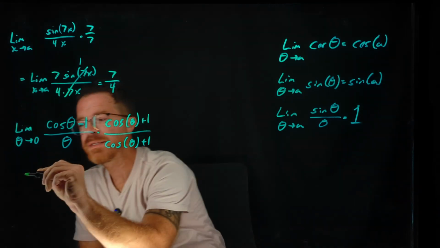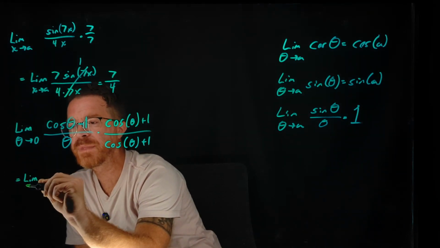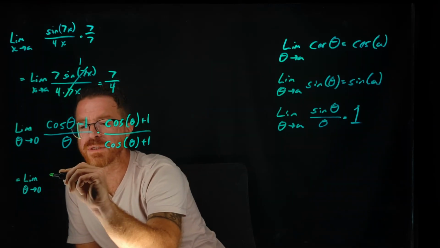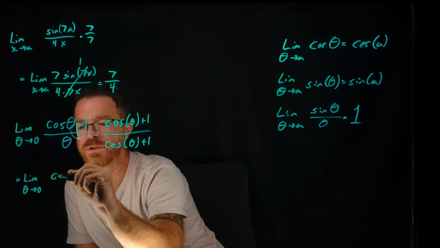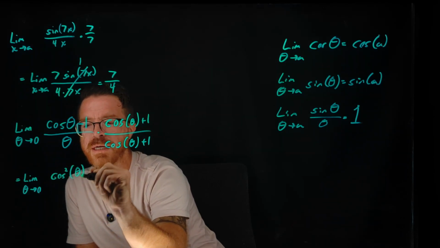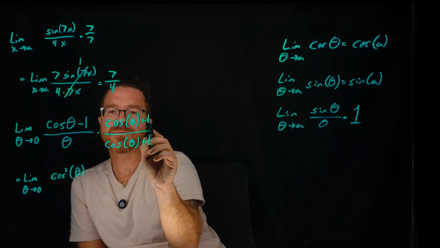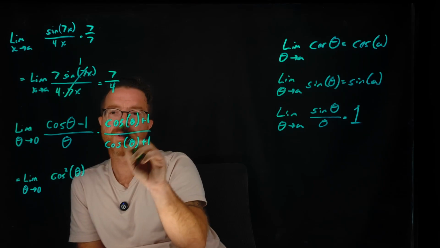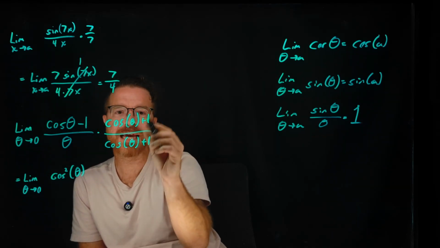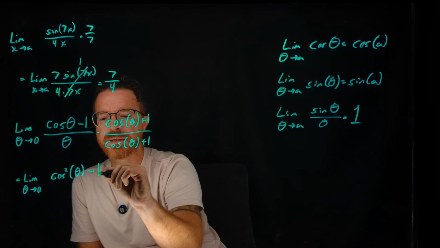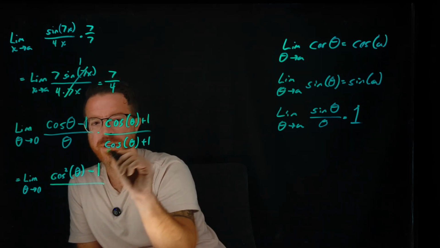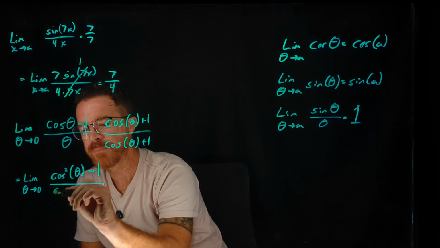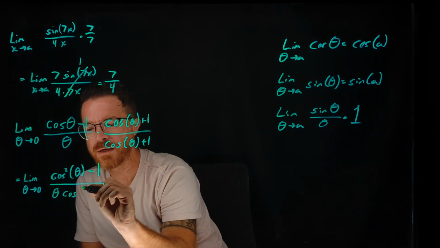So now what happens when we do this is this is going to be equal to the limit as theta approaches 0, and then I'm going to distribute this. So this is going to be cosine of theta times cosine of theta, which is going to be cosine squared theta, and then I'm going to do my outer terms. So my outer terms would be cosine of theta times 1. My inner terms would be minus 1 times cosine of theta, so those two would cancel. And then my last terms, negative 1 times 1 would be minus 1. Over, and this would be cosine of theta times theta plus 1 times theta. So I'm just going to leave this the same. Theta divided by cosine of theta.